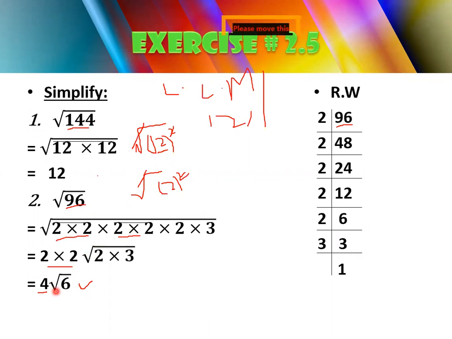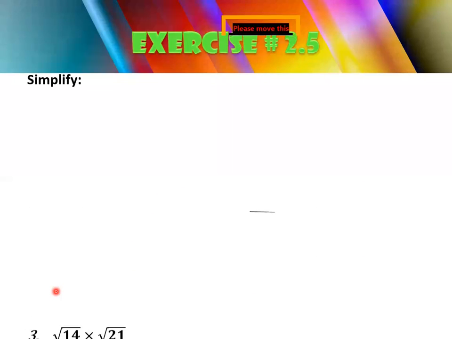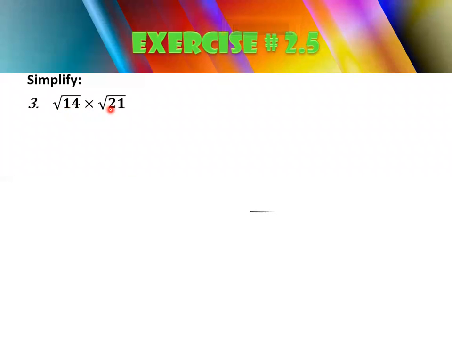Okay, now move on to this one. Next question, number 3. What question do you have? Square root 14 multiplied by square root 21. It means here you have two square roots, and you have to break each number, 14 and 21, into its factors. You have to break the number into the factors.